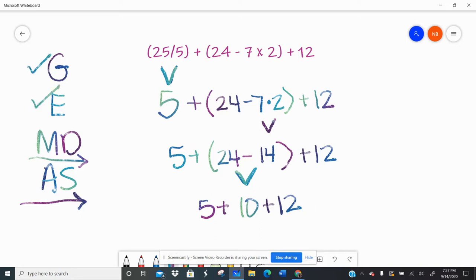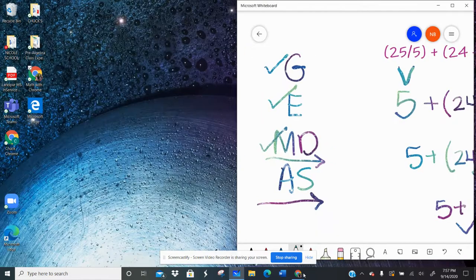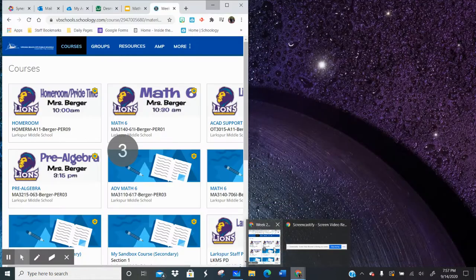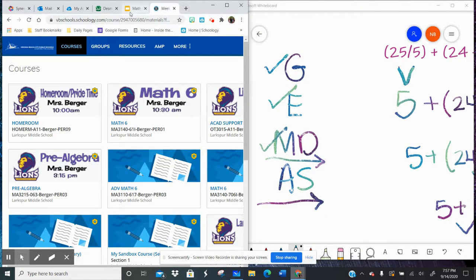I have no exponents. I have no multiply and divide. So I'm going to add and subtract from left to right. And 15 plus 12 is 27. I can actually check that in the calculator. So let me show you the Desmos calculator, which is right here.